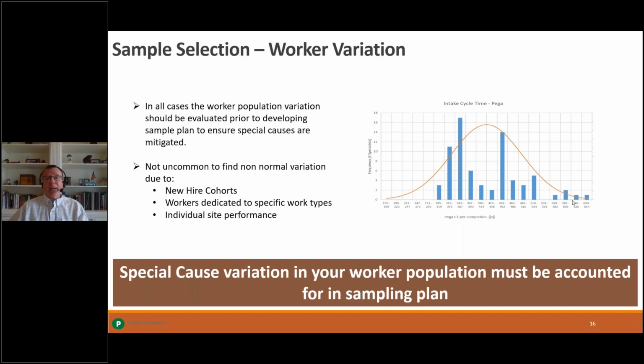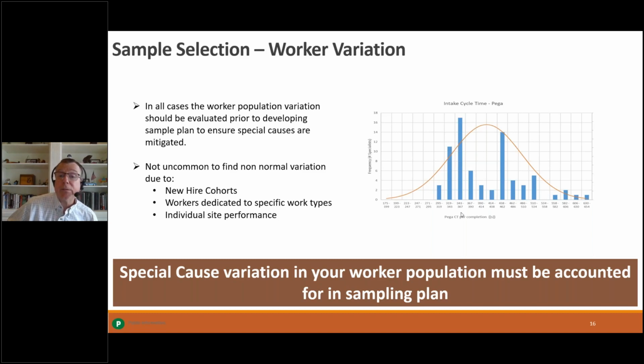So if we'd taken a random sample across this entire population, chances are we would have gotten a cycle time that was much higher than what it should have been. So what we did is we excluded these employees that were what we call special causes and focused on the normal causes of the process, and we just looked at these folks here.